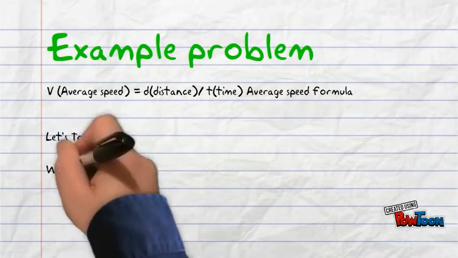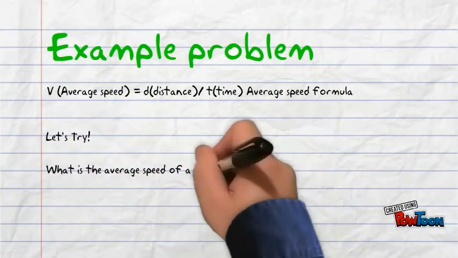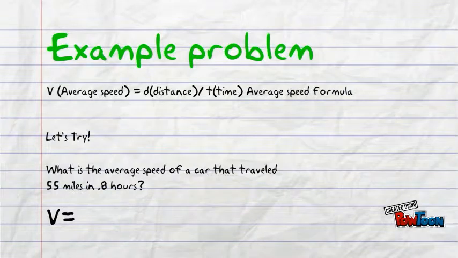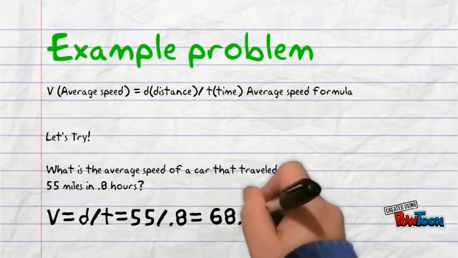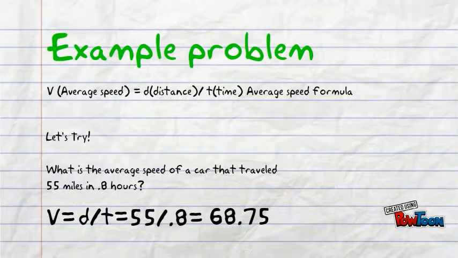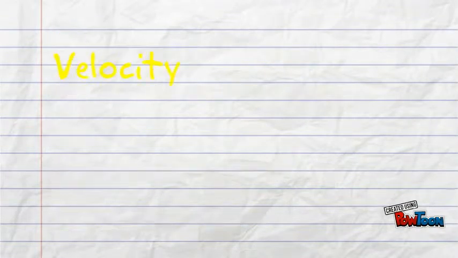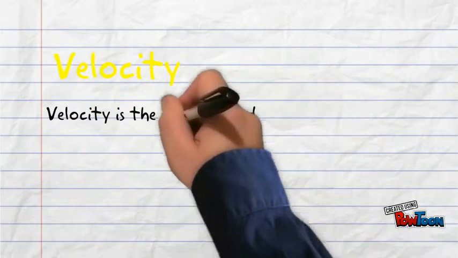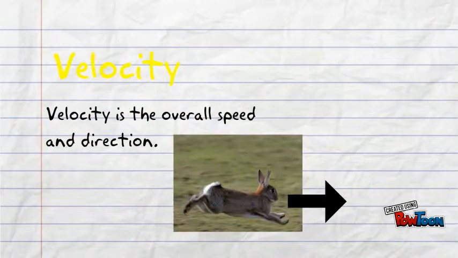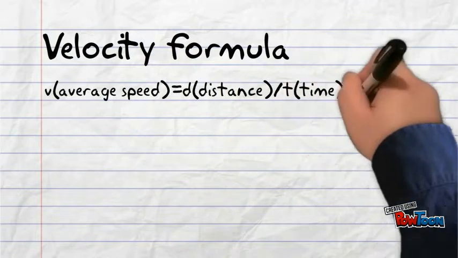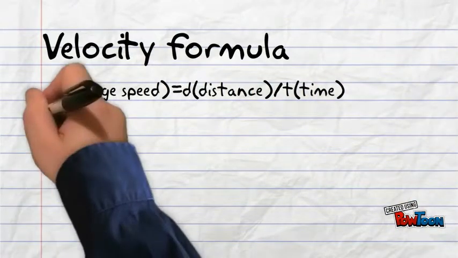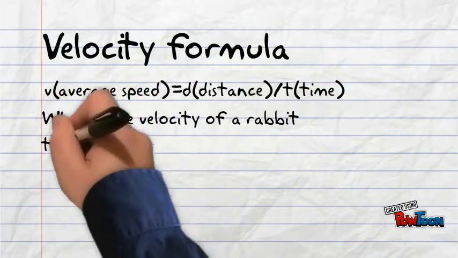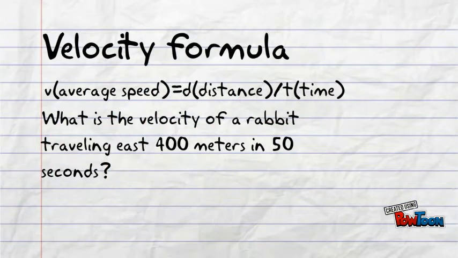Example problem. What is the average speed of a car that travels 55 miles in 8 hours? Velocity. Velocity is the overall speed and direction. Velocity formula: V equals D over T, where V is velocity, D equals distance, T equals time. What is the velocity of a rabbit traveling east 400 meters in 50 seconds?